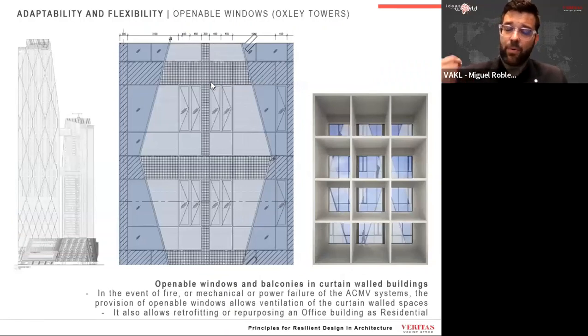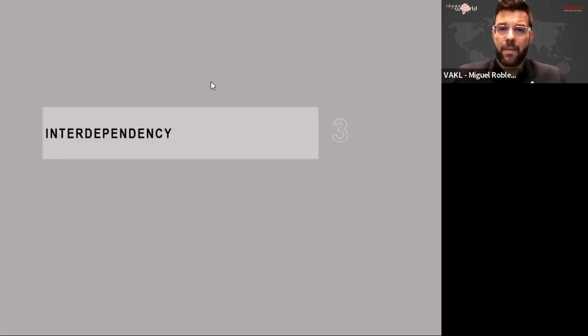And a last example, again, Oxley Towers, and how the openable windows can be integrated in a larger facade pattern without compromising the composition and even taking part both externally and internally of the composition of the facade.